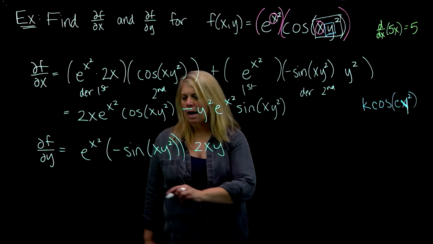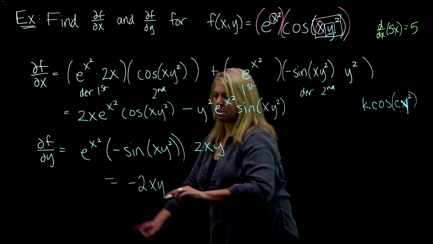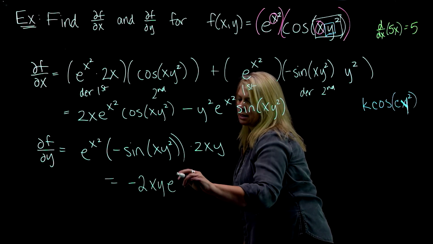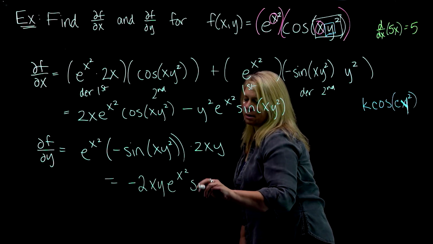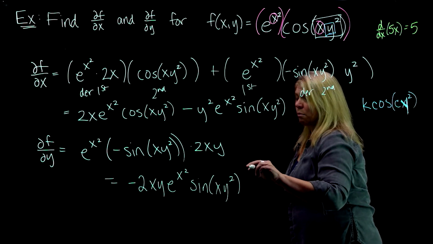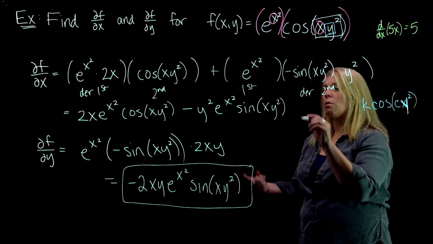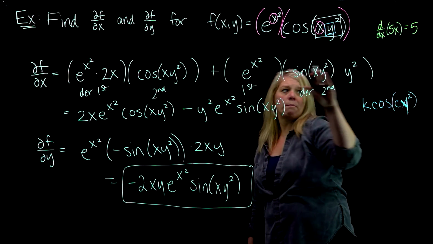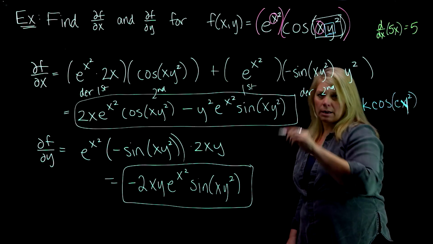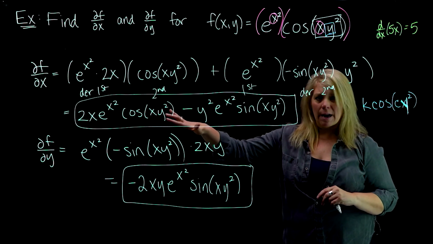If I want to clean that up a little bit, I'm going to put the minus sign out front. Negative 2xy times e to the x squared times sine of xy squared. For your online homework, it should not care if you simplify or not. So if you write a messy thing here with a bunch of parentheses and it is correct, your online homework should recognize that it is the same as your simplified version.